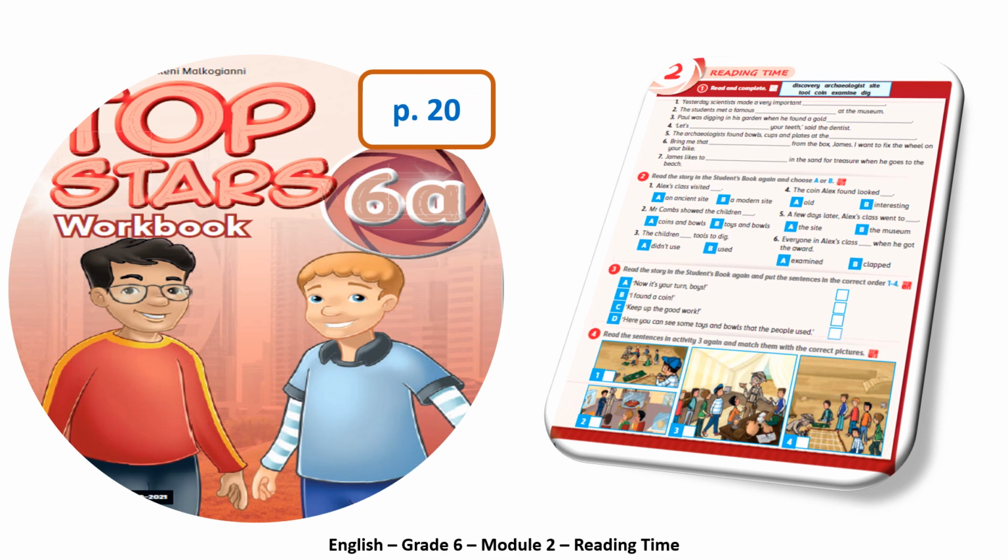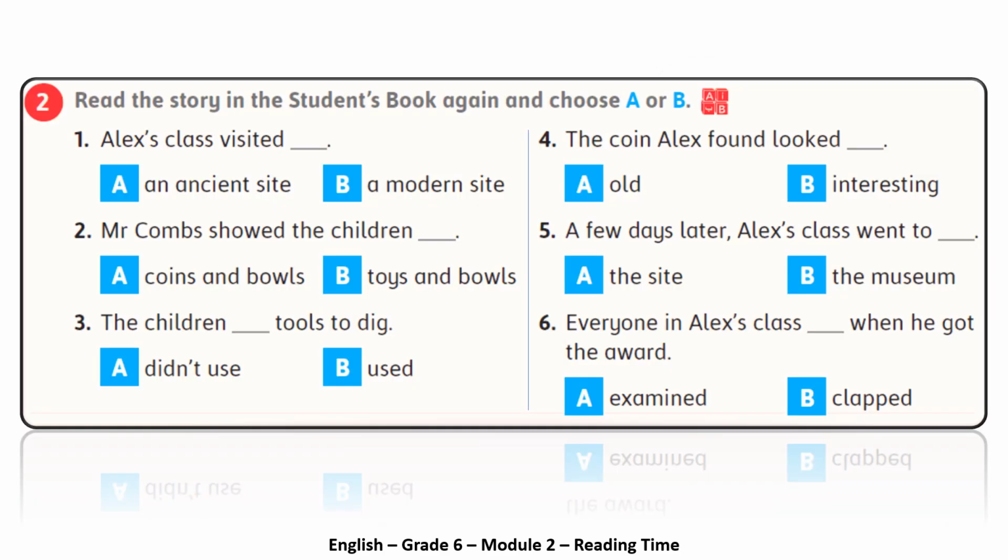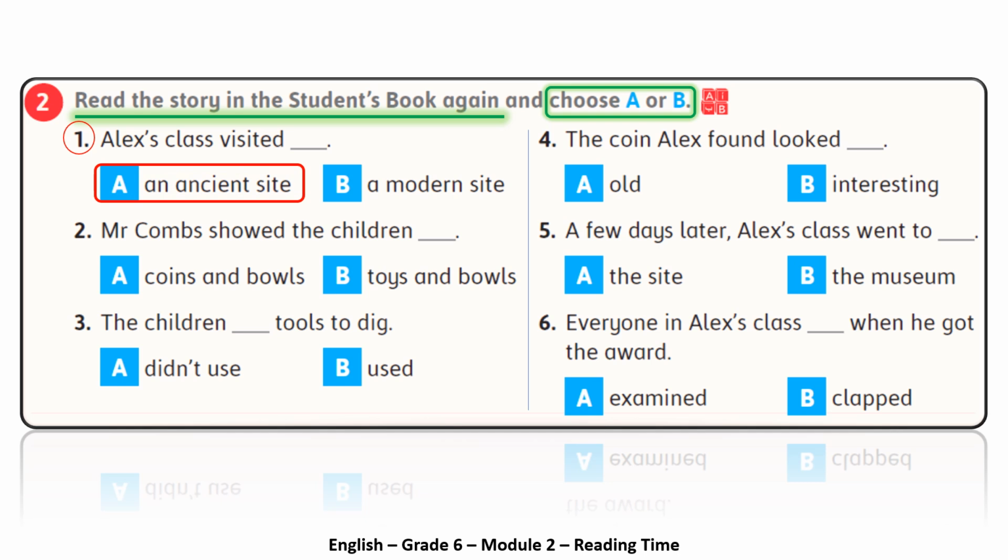Now it's time to go to the workbook, page 20, exercise 2. Exercise 2, read the story in the student's book again and choose A or B. Let's do number 1 as a model. Alex's class visited A, an ancient site, B, a modern site. The correct answer is an ancient site. Good job. Now it's time to pause the video till you finish the remaining items.